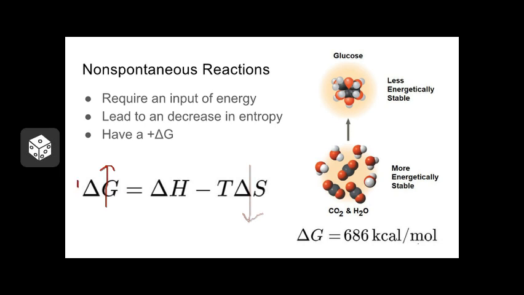In fact, you're going to end up with a positive free energy for a non-spontaneous reaction. If we look at the actual delta G for this reaction, it is a positive number. It's 686 kilocalories per mole. That means that that amount of energy is captured in the glucose molecule as the reaction proceeds.